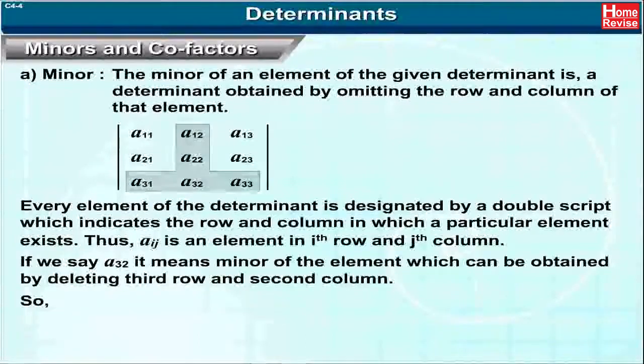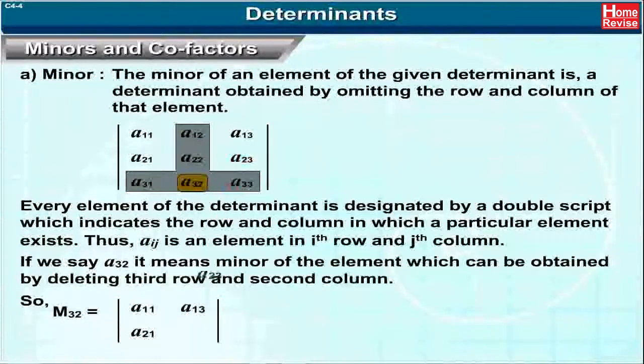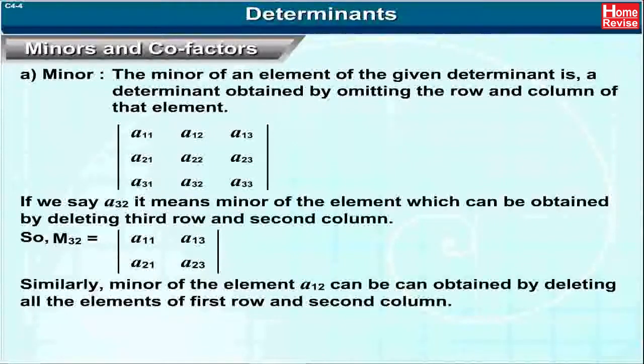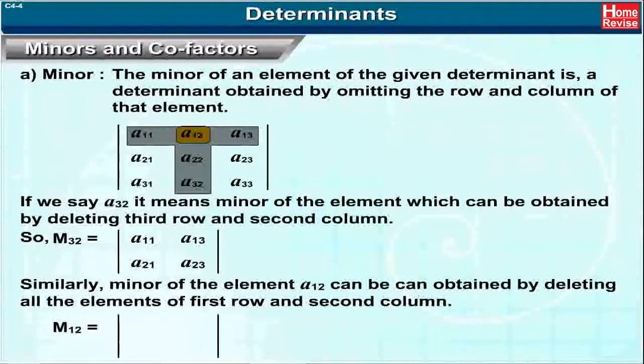So, M32 is equal to determinant A11, A13, A21, A23. Similarly, the minor of the element A12 can be obtained by deleting all the elements of the first row and second column. So, the minor M12 is equal to determinant A21, A23, A31, A33.